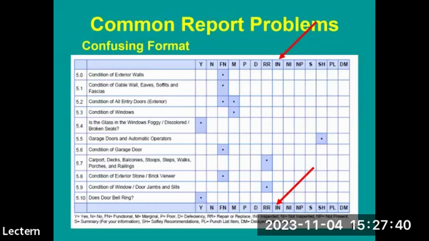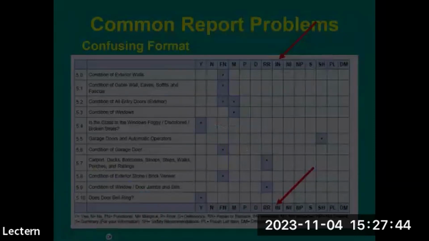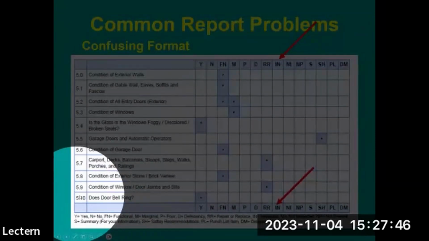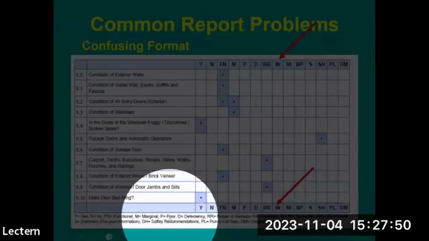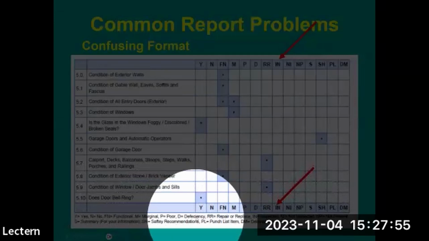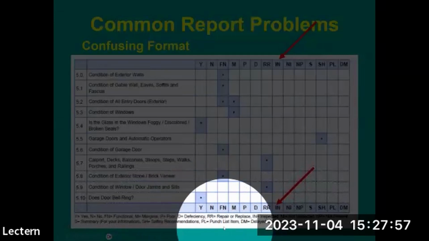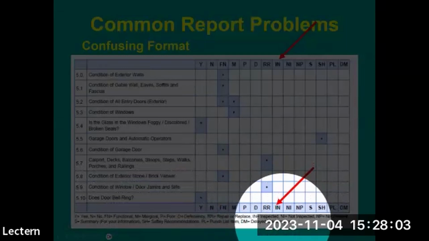We've got all these different letters here. I'm like, what the heck is all that? Well, down here, it's yes and no. Okay, yes, no. Functional, marginal, poor, deficiency. Isn't poor and deficiency like the same thing? Repair or replace, inspected, it's IN, but NI, the antithesis, is not inspected.